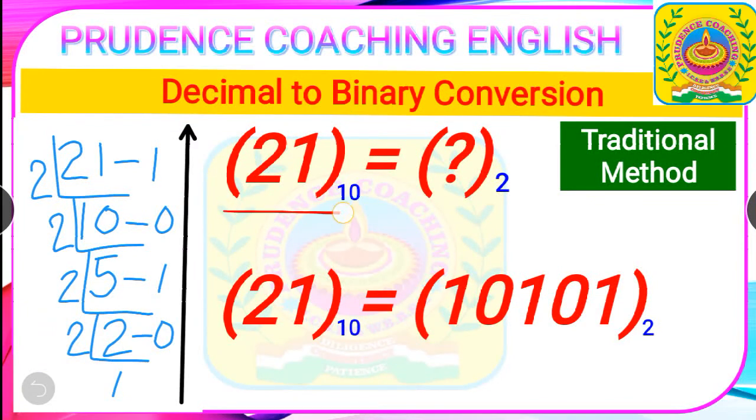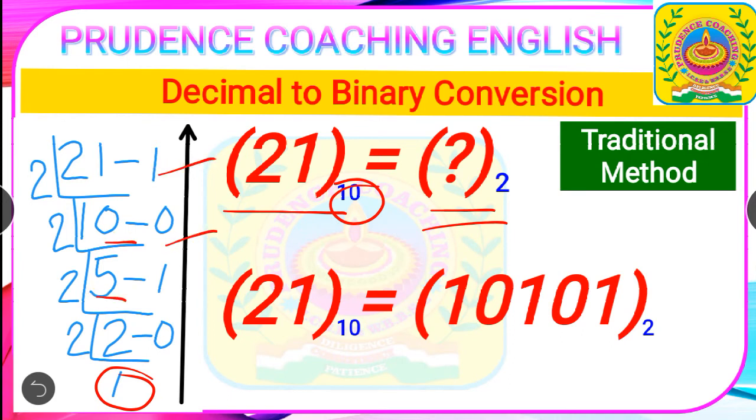So here the question is 21 whose base is 10, that means 21 is a decimal number and we have to convert it into the binary form. So here we will be dividing 21 by 2 until there is 1 at the end. So we will start with 2. 2 tens are 20, remainder is 1. 2 fives are 10, so remainder is 0. 2 twos are 4, the remainder is 1. 2 ones are 2, the remainder is 0.